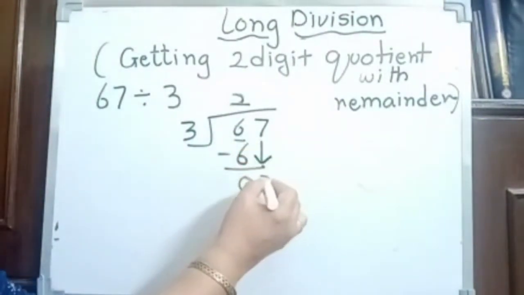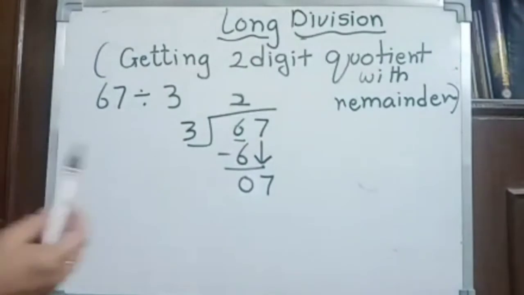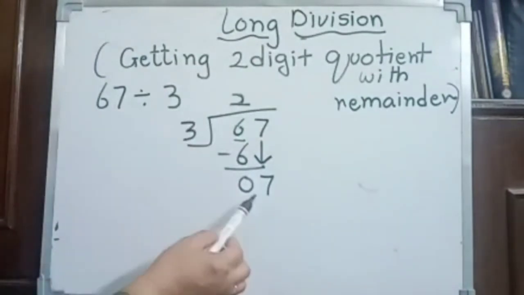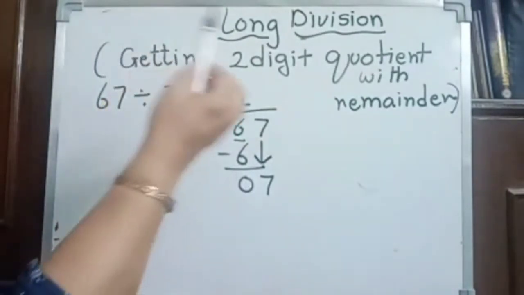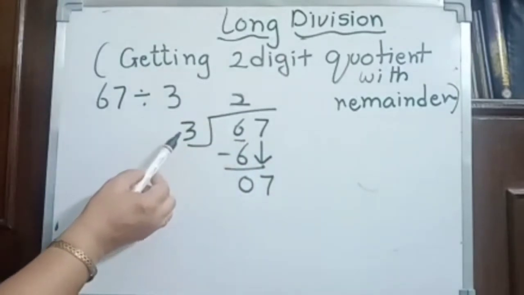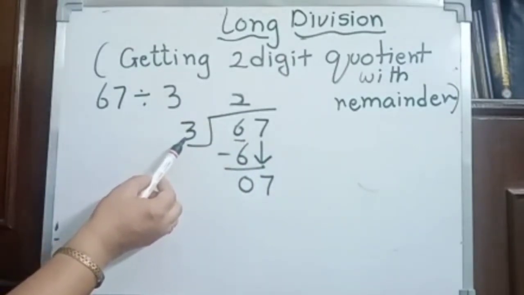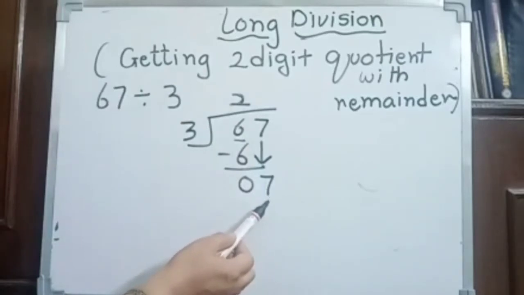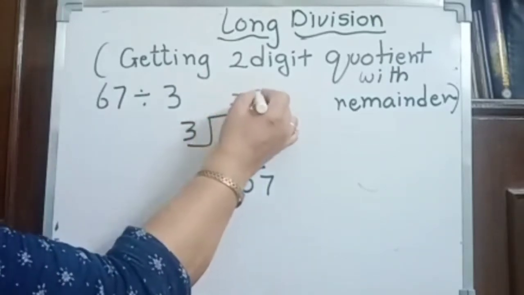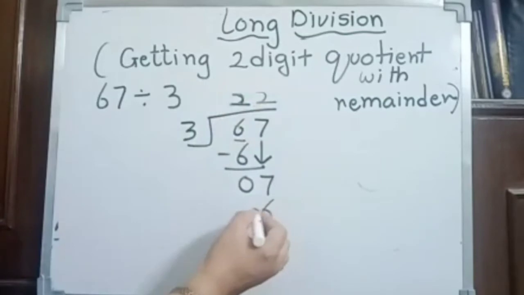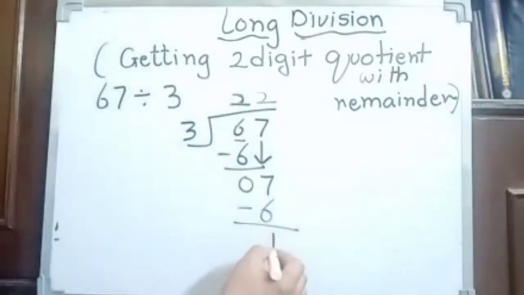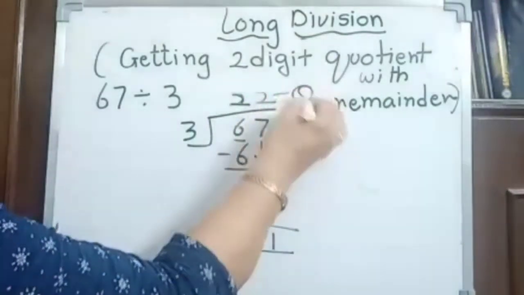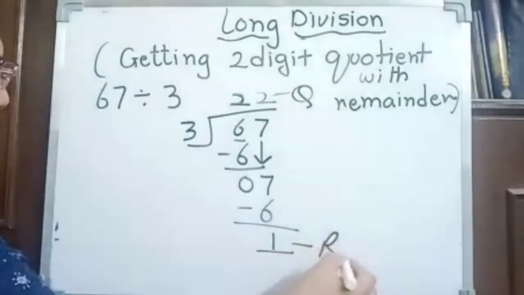Now take the second number here. Now count the table of 3. Less than 7, don't go more than 7. Again 3 ones are 3, 3 twos are 6, 3 threes are 9. 9 is more than 7, so go to 3 twos are 6. So 7 minus 6, 1. This is the quotient and 1 is the remainder.